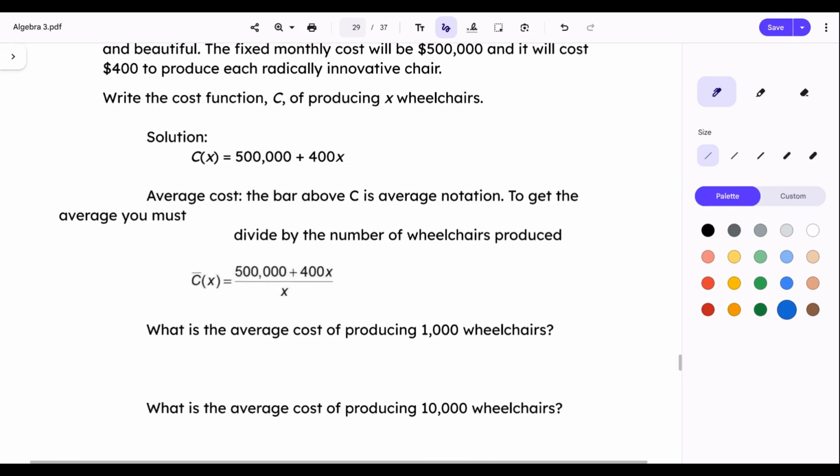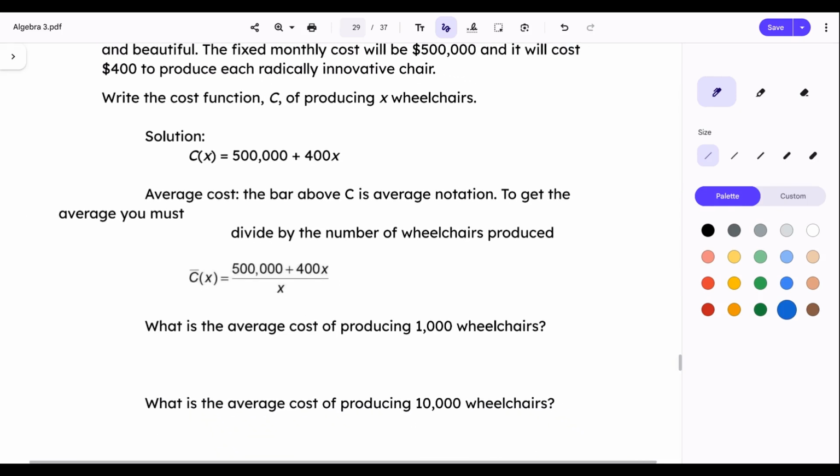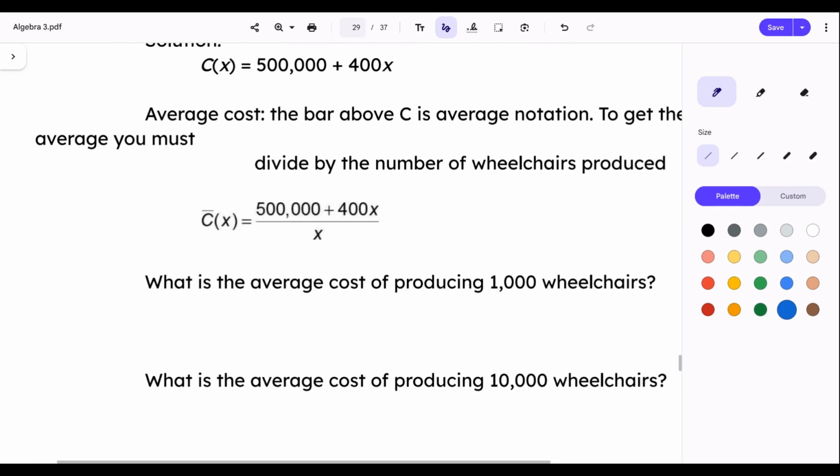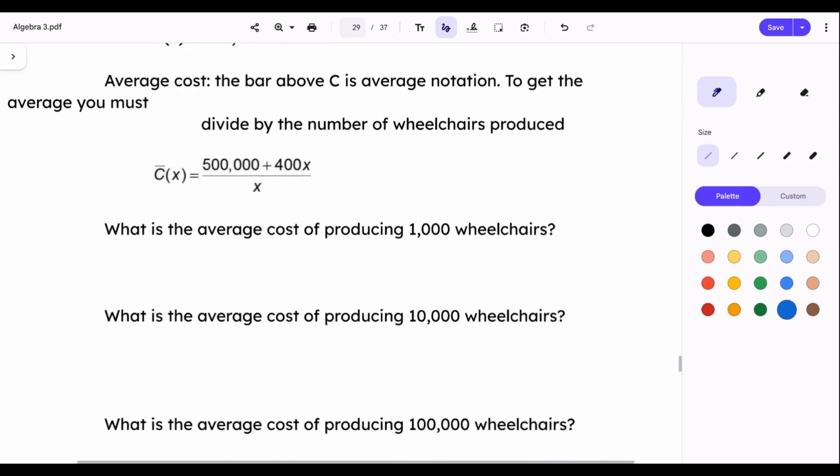So the average cost is the bar above C in average notation. When we talk about average, we're figuring out what's the mean price that these things should be sold at. To do that, you take the formula that we just figured out from reading our problem and you divide it by X, because X represents the number of chairs sold. Anytime you're finding the average, you always divide by the number of items you're looking at. So if I wanted to find your average quiz score, I would add all your quiz scores together and divide by the number of quizzes that I had. That's what's happening here. So they want us to find the average cost if they produced 1,000 wheelchairs.